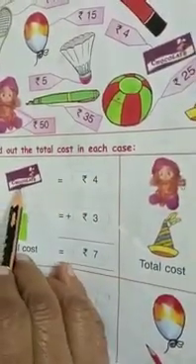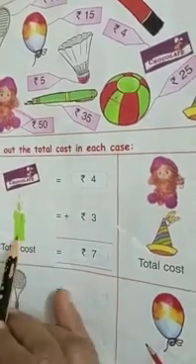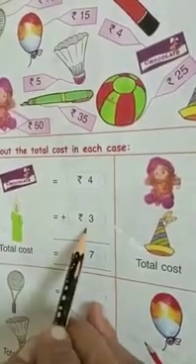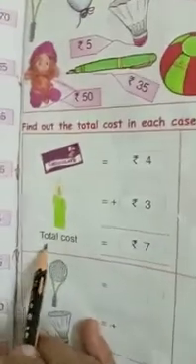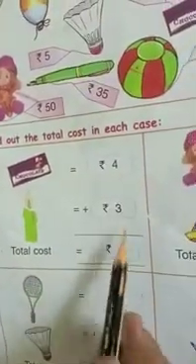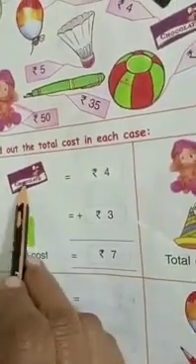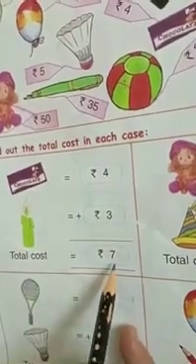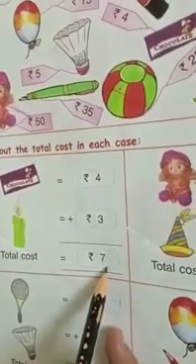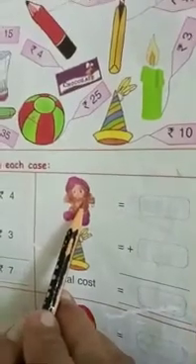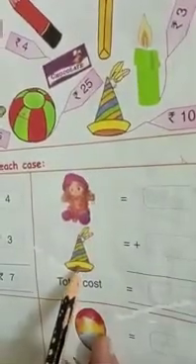The cost of chocolate is rupees 4 and the cost of candle is rupees 3. Now you have to find out the total cost. 4 plus 3, 7. The cost of chocolate and candle is rupees 7. Clear?